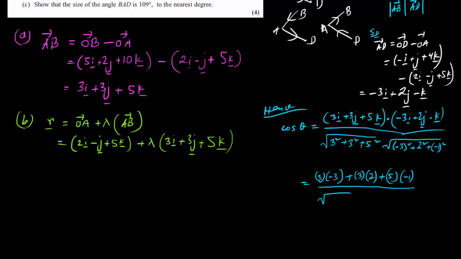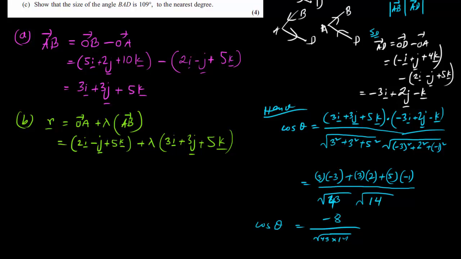So now this is the square root of 3 squared plus 3 squared is 9 plus 9, 18. 18 plus 25 is 43. Then the square root of minus 3 squared is 9, 9 plus 4 is 13, 13 plus 1 is 14. So cos theta equals minus 9 plus 6, which is minus 3, minus 5 is minus 8, divided by the square root of 43 times the square root of 14. Since you have different square roots, you can just write one single square root, 43 into 14.